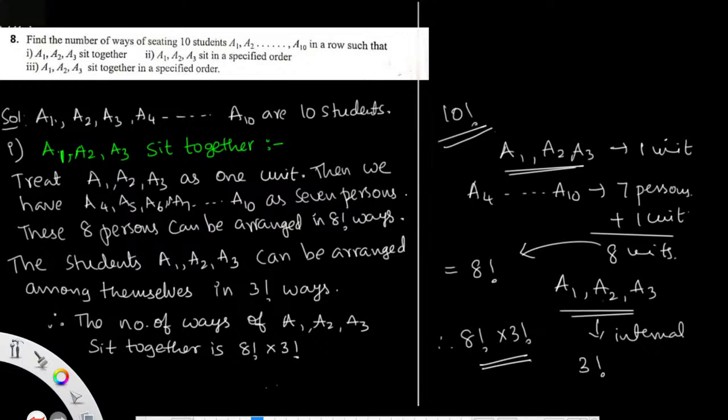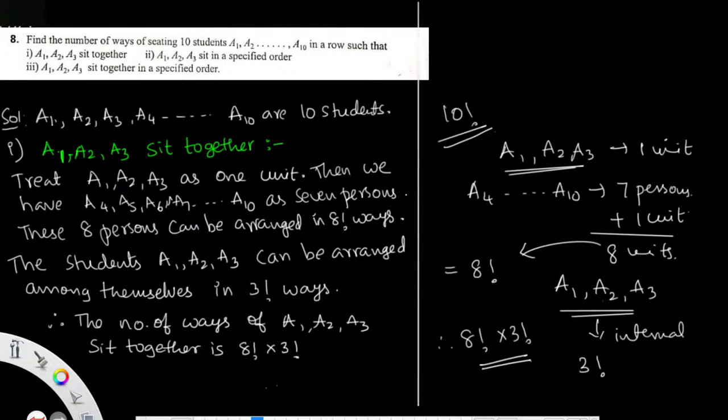A1, A2, A3 are always not in the same order, so they will differ. This can be done in 3 factorial ways. Therefore, the total number of ways A1, A2, A3 come together is 8 factorial into 3 factorial. This is question number 8, first part.